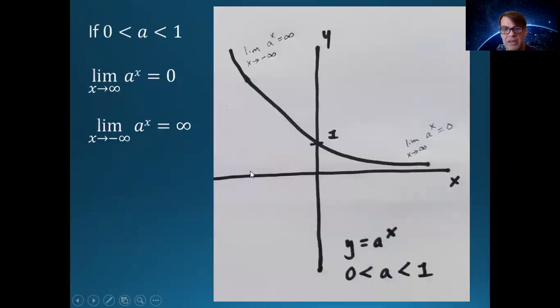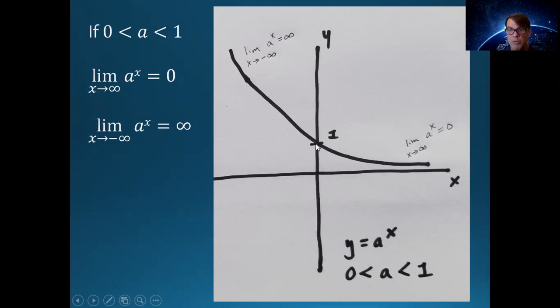What if the base is in between 1 and 0? Well, then it's going to look almost the opposite. Then as x approaches infinity, we approach 0. And as x approaches negative infinity, we approach infinity. So this is for the exponential function a to the x when it's in between 0 and 1.